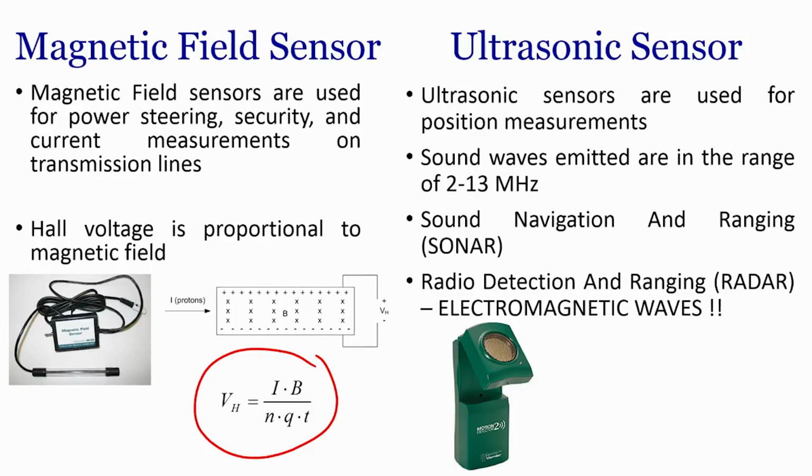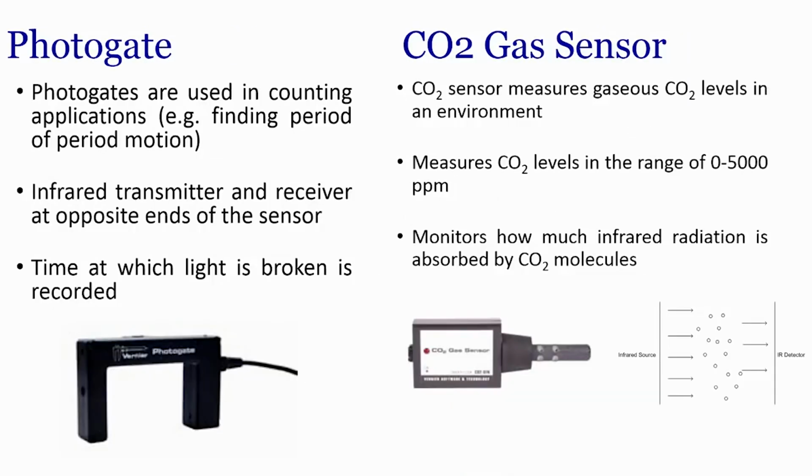When you talk about ultrasonic sensors, they are used for position measurements. Sound waves emitted are in the range of 2 to 13 megahertz. Sound navigation and ranging, which is sonar, and radio detection and ranging, which is radar, right, both are electromagnetic waves, and there is a use of the ultrasonic sensor in this kind of application.